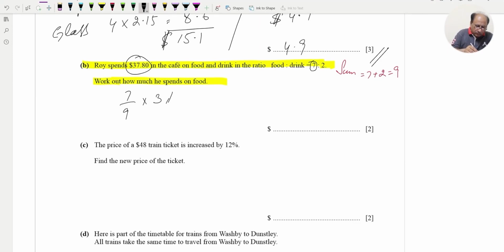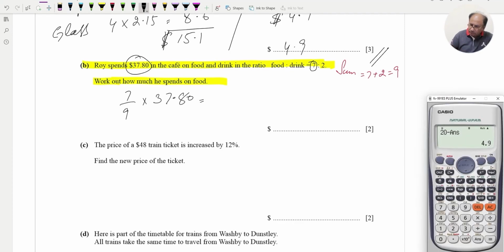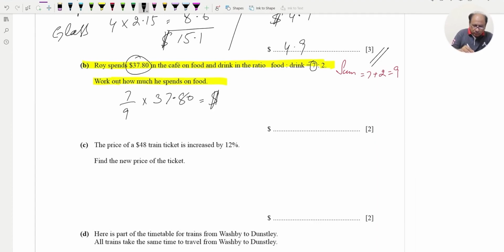37.80. The calculation will give us 7 divided by 9 multiplied by 37.80, and this is $29.4. So $29.4 will be our answer. This is the 2-mark part which we have done.